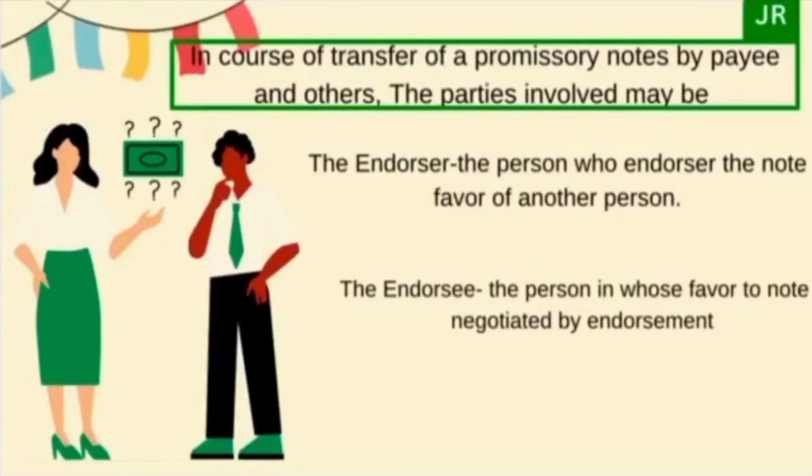In the course of transfer of a promissory note by endorsement, the parties involved may be the endorser, the person who endorsed the note in favor of another person. Like sila ang musugot if magpa-transfer sila sa documents ngadto sa laing tao. Then the endorsee is the person in whose favor the note is negotiated by endorsement. Like mao ni sila ang mudawat sa mga document gikan sa endorser.